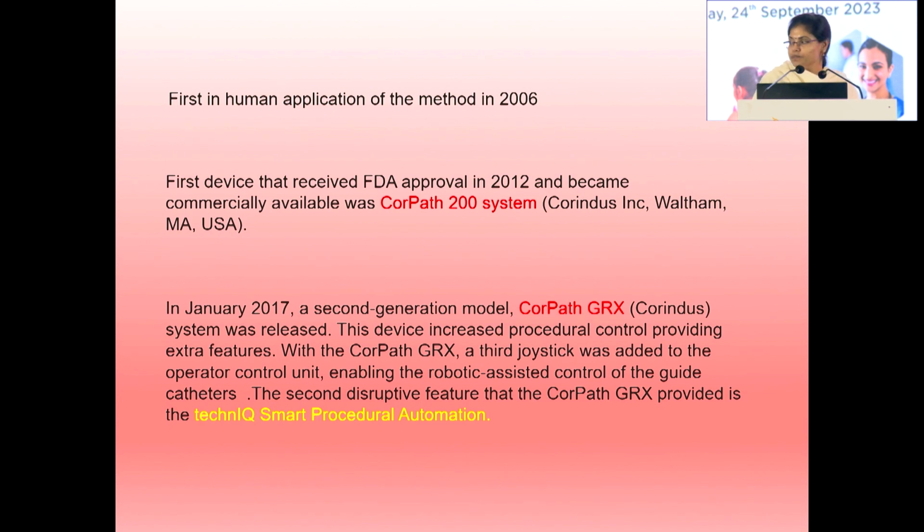And it's the CorePath 200 system. It was the first generation robotic system. And the second generation, with much more advanced features, was launched in January 2017. It's called CorePath GRX. It contains a third joystick, which is useful for manipulating the guide catheters. It also contains Technique Smart Procedural Automation. It's for deciding the stent length necessary for the coronary lesion.